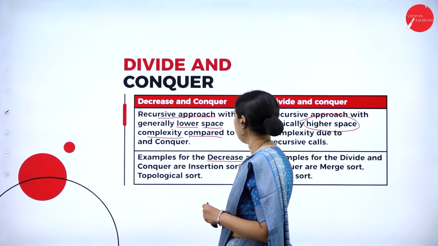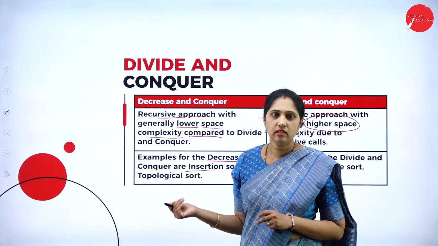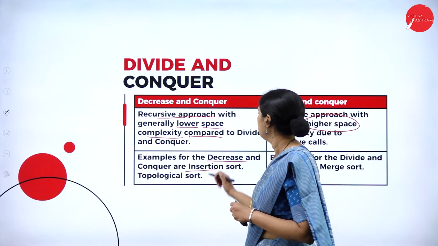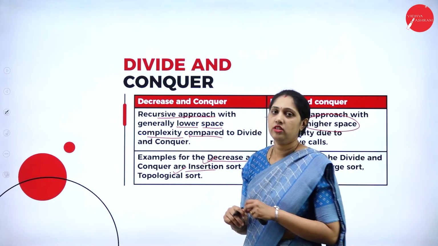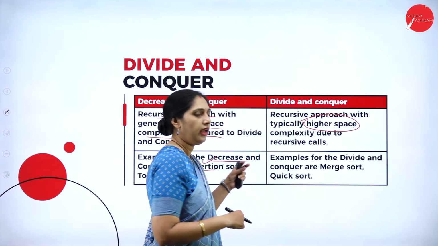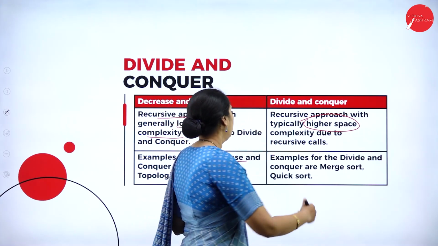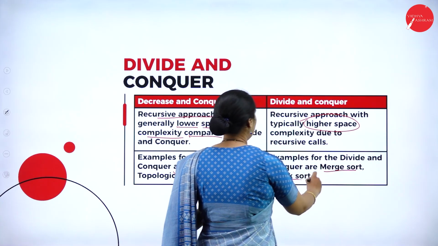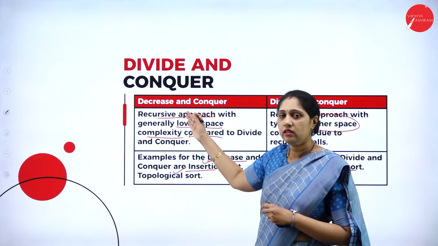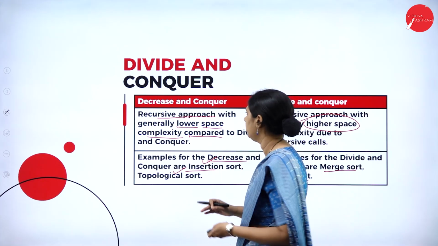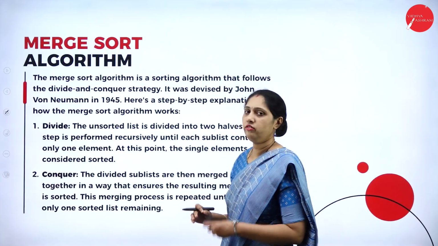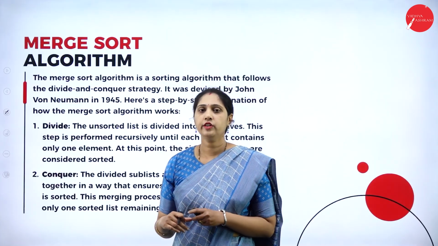So what are the examples for decrease and conquer that we have discussed in this session? It is insertion sort, topological sort. What about examples of divide and conquer that we discuss now? It is merge sort and quick sort. These are the differences between decrease and conquer and divide and conquer.